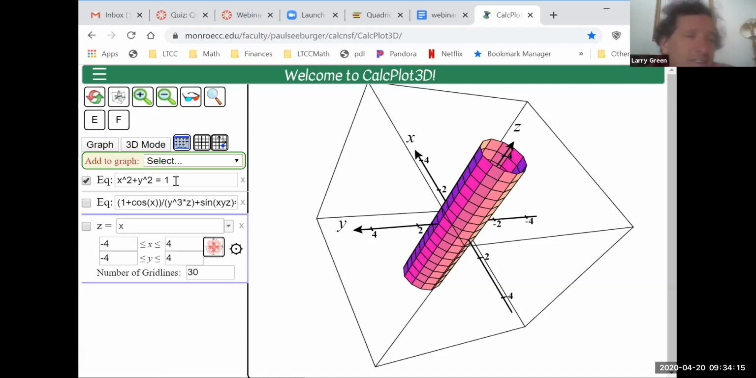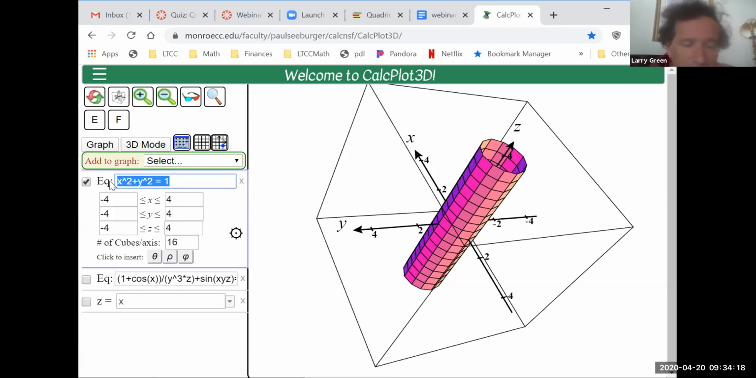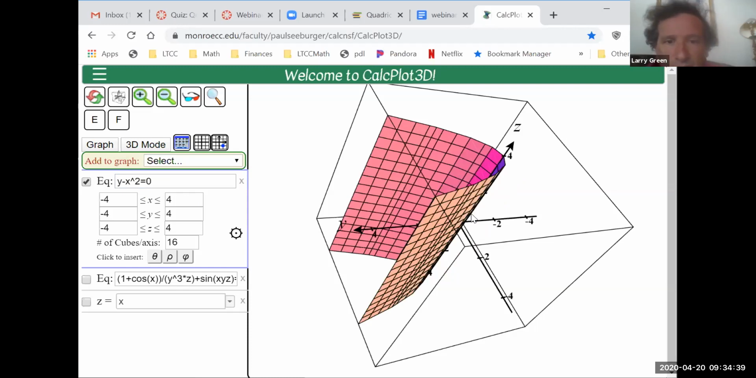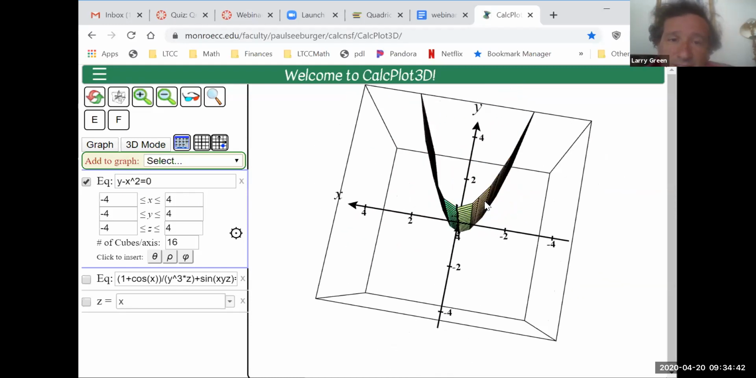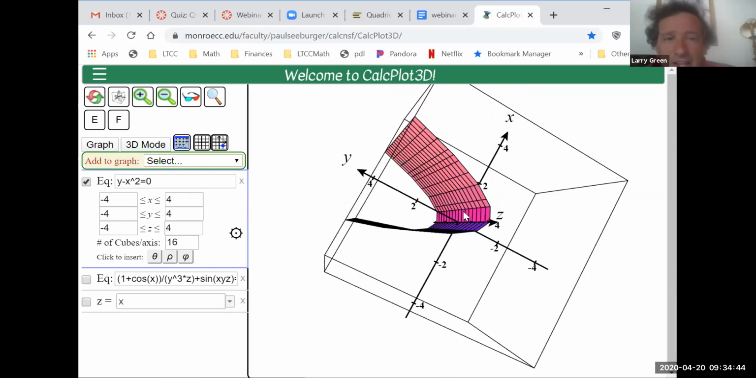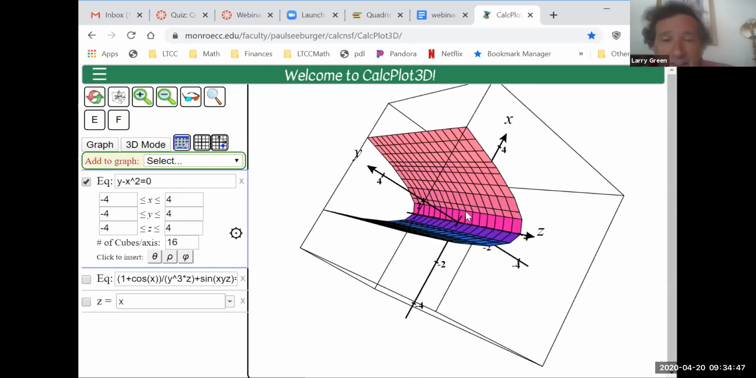But you don't have to choose a circle. You could do, say, y equals x squared. Okay, and the way we're going to write it in CalcPlot 3D, instead of y equals x squared, you're going to be looking at y minus x squared equals 0, which is the same thing. And this, again, is not what you're used to when you think about a cylinder, but this is a cylinder. In fact, sometimes we'll call this a parabolic cylinder because the curve is a parabola. Any questions on that?